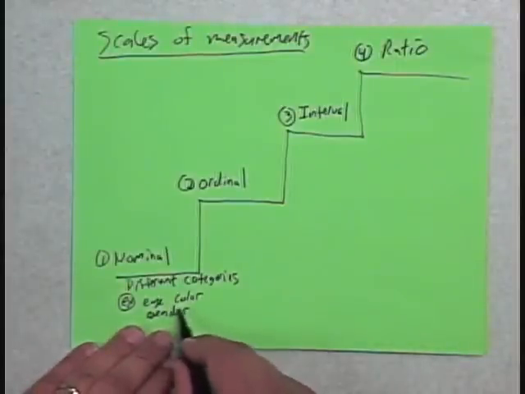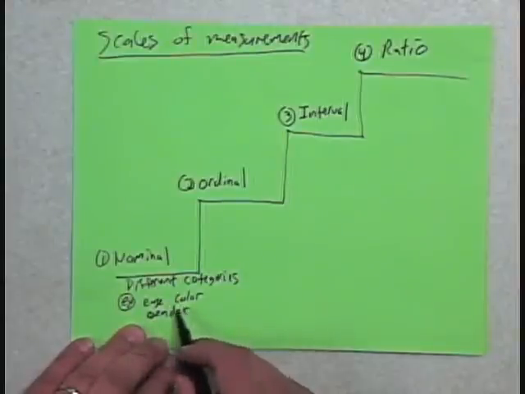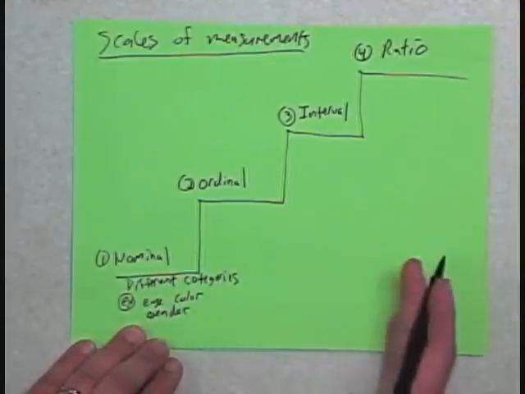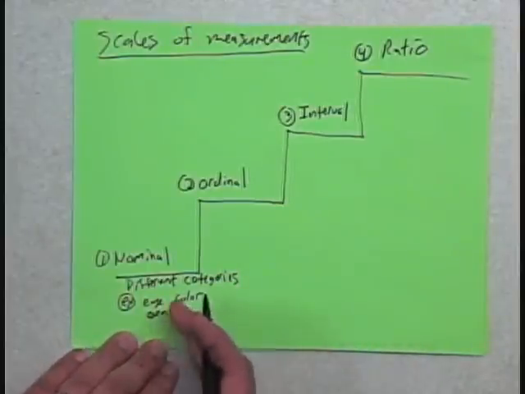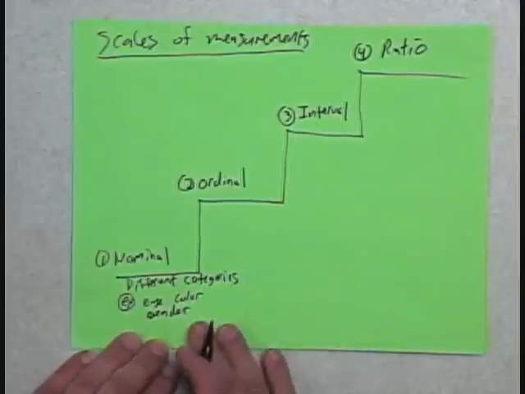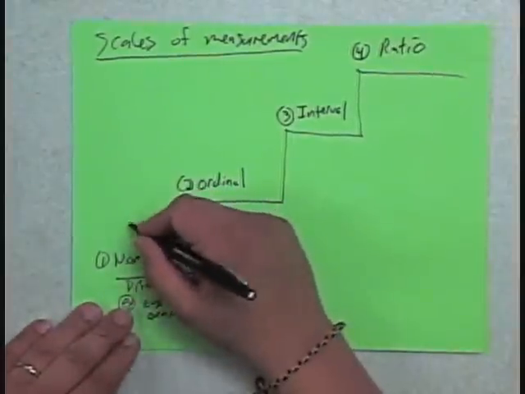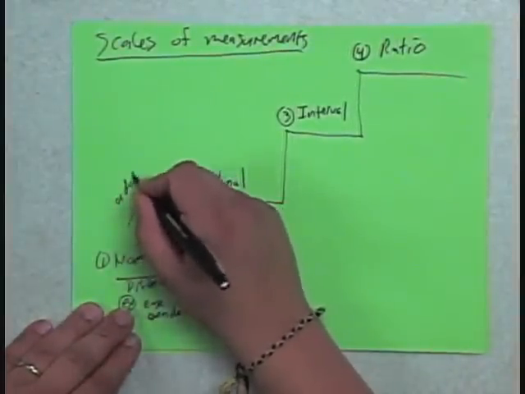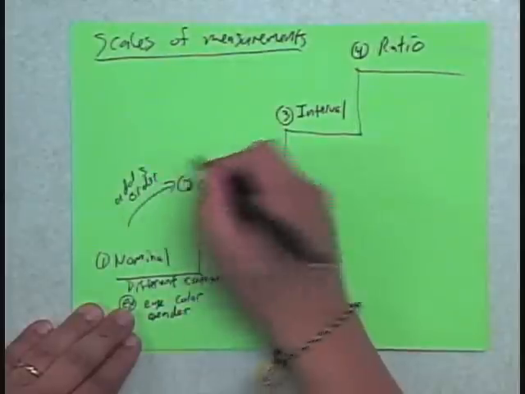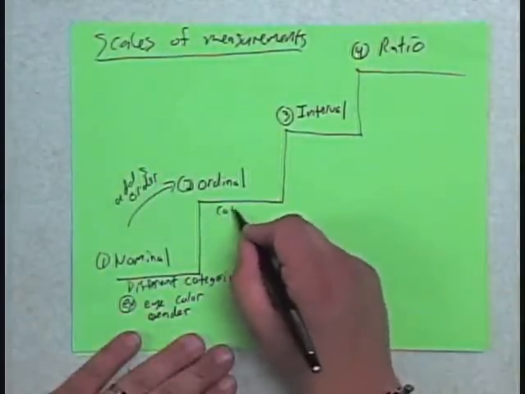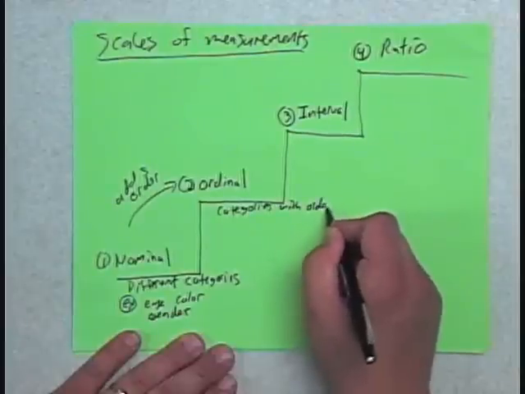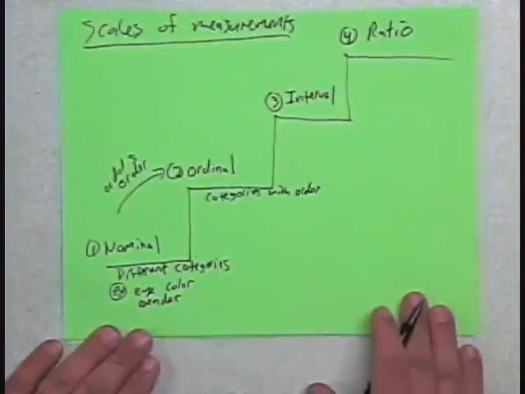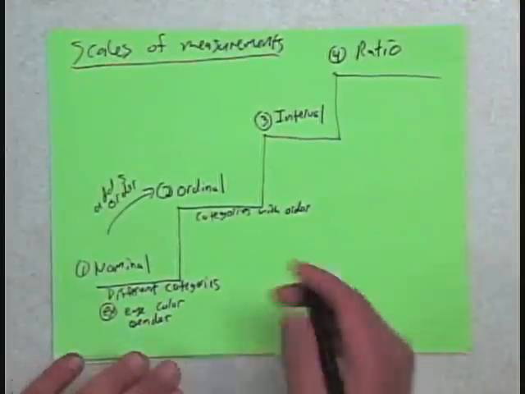Now, one thing these categories don't have is that there's no order to them. Eye color, there's no natural ordering to them. Gender, male or female, you don't order those, okay? There's no order to these categories. The ordinal scale here adds order. So these are categories with an order. They have some sort of natural ordering to them. So they're categories with order.